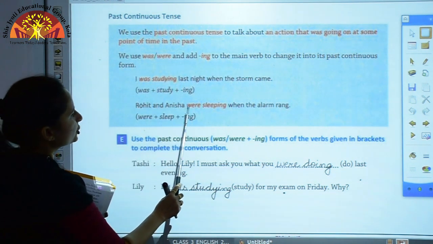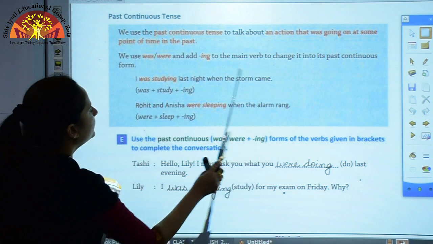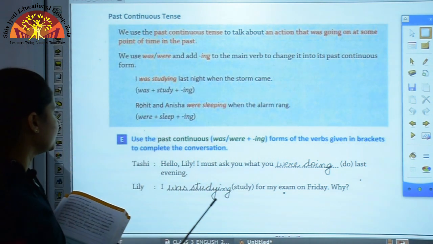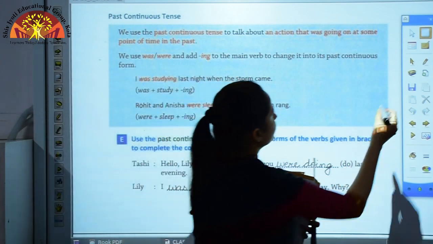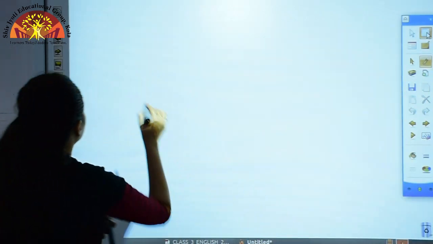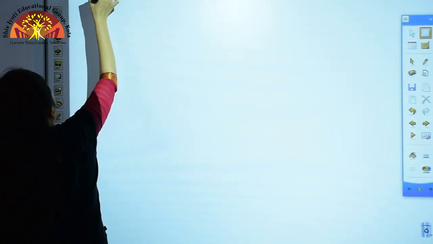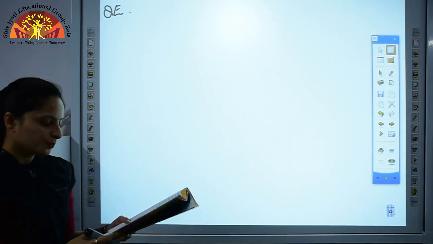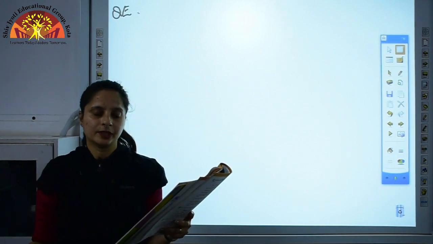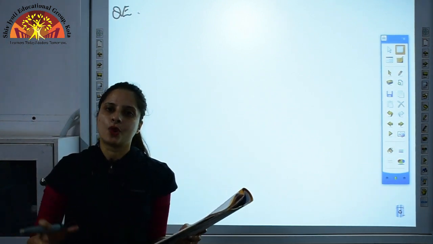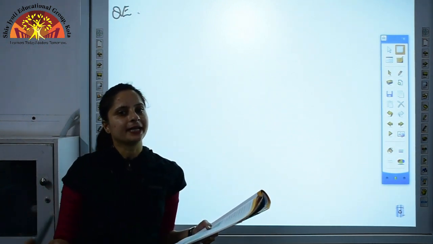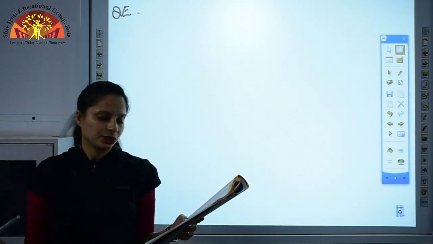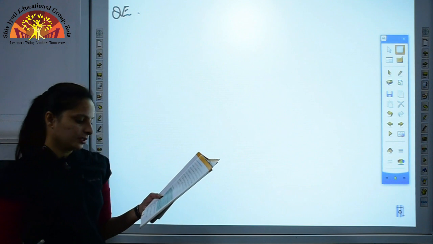So this was studying is in past continuous. Rohit and Anisha were sleeping when the alarm rang. So were sleeping over here is the past continuous tense. Now I'll discuss the exercise with you all. Question number E. Use past continuous was or were. According to the subject you will use was or were, and then you will add ing to the verb forms of the verb given in the bracket to complete the conversation.